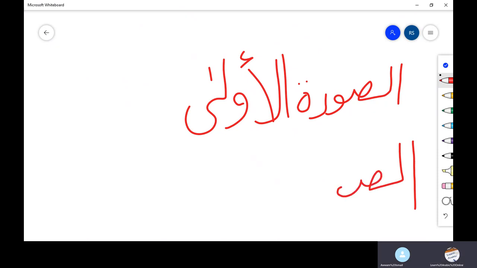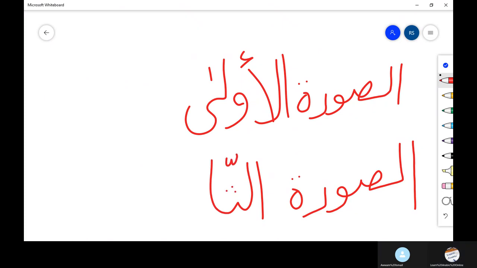Then if the answer is the second picture, you say As-Suratus Saniya. Okay, As-Suratus Saniya. And if the answer is As-Suratul A'la. So the first one, how do you pronounce it? As-Suratul A'la.